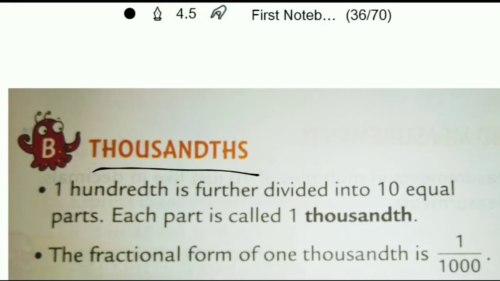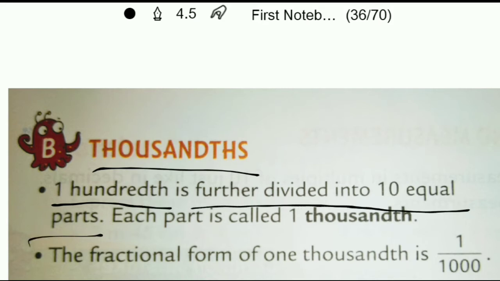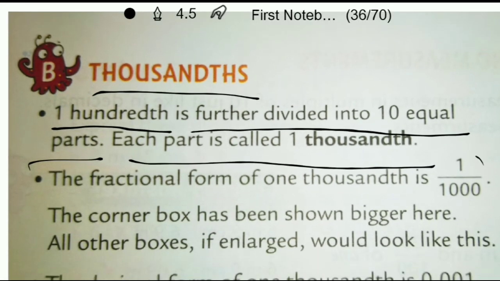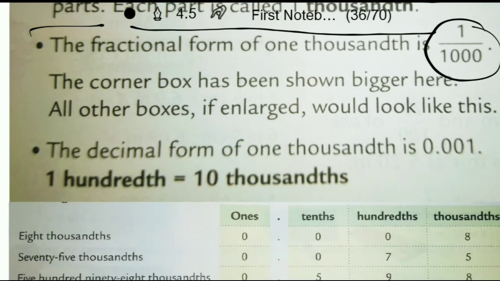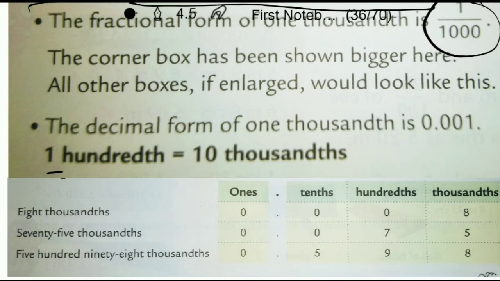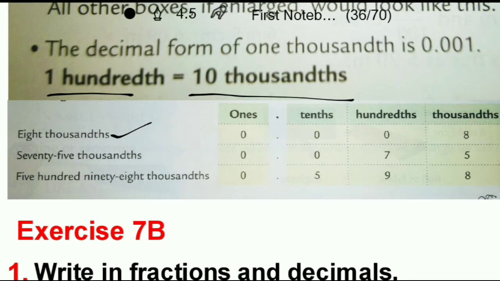Next, this is the new thing we have learned after hundredth. This is thousandth. Thousandth means a hundredth is further divided into 10 equal parts. Each part is called one thousandth, so we represent it like this: 1 upon 1000. See how to write 8 thousandths. It will come in the thousandth place only.